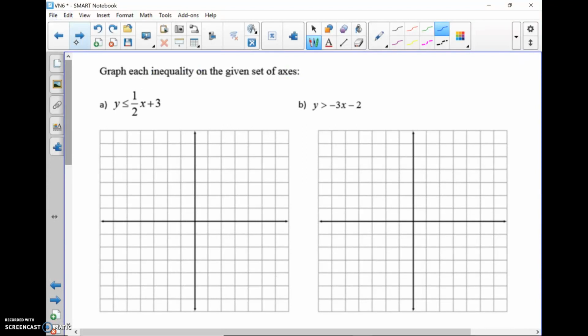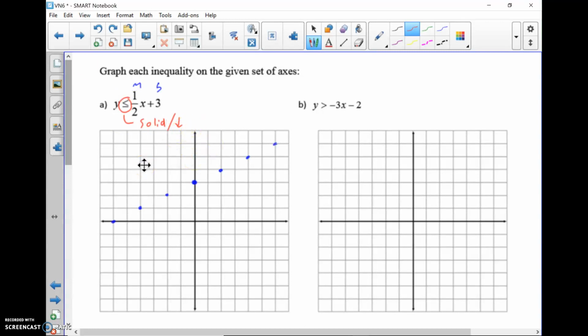So y is less than or equal to 1/2 x plus 3. So we begin just by slope, y-intercept. So you're not really thinking about inequality stuff yet. I'm just going to start at 3 and go up 1 over 2, up 1 over 2, up 1 over 2. So this is just the regular slope-intercept. And then less than or equal to. So the less than or equal to is the key here. That means it's going to be a solid line, and I'm going to shade below, less than or equal to.